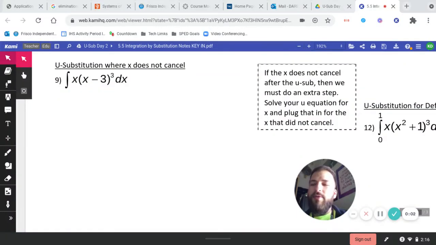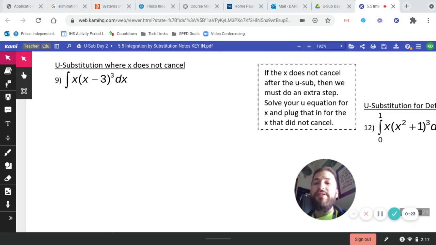Hey y'all, today we're going to be continuing our talk of U sub, so day 2 of our U sub notes. What we're going to explore today is some extra situations where we have to do a little bit more for our U substitution, because they're not all going to be nice and pretty like last class's, if you would consider last class's nice and pretty.